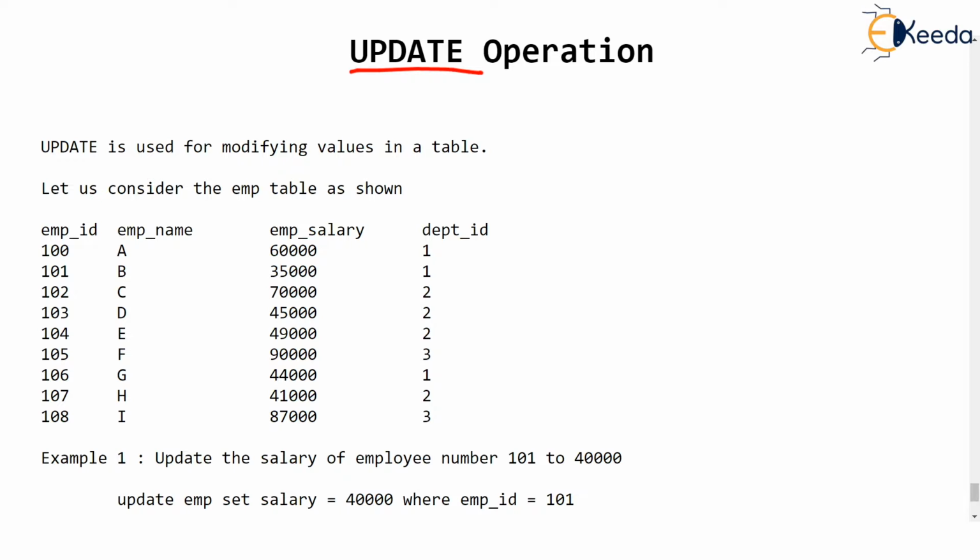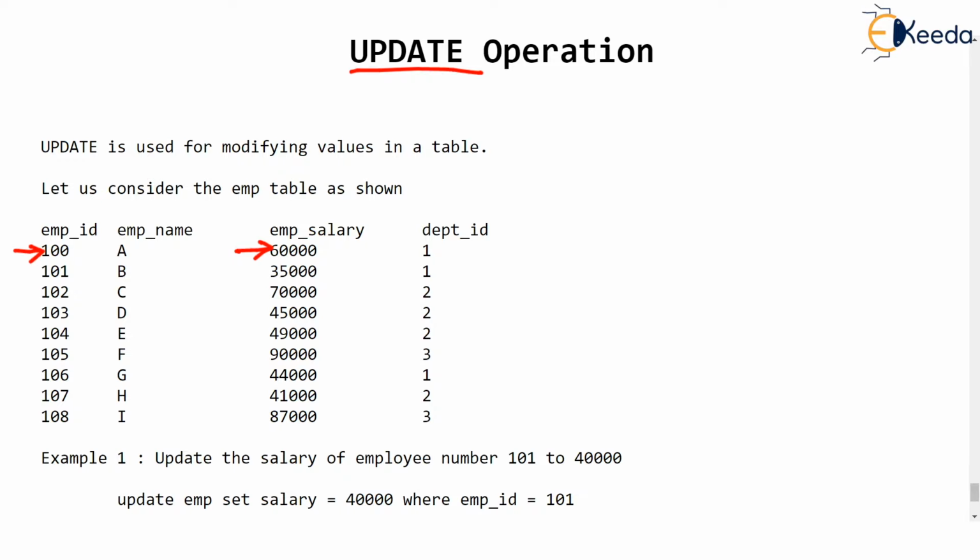For instance, suppose you want to change the salary of employee 100, as you see in the very first row I am talking about. If you want to change the salary of this person from 60,000, let's say, to 75,000, then you use the update operation.